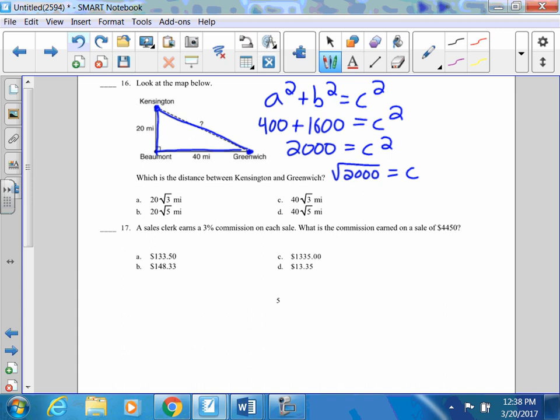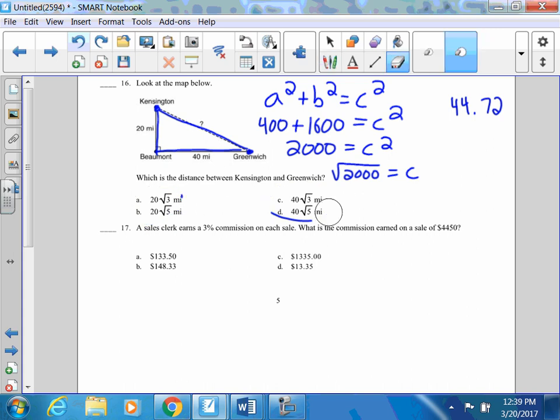Now you might be able to type in the square root of 2000 in your calculator to figure out what the decimal of that is. If you do that, you're going to get 44.72, and we'll round it there. Okay, and you could type in all four of your answers and see what matches up with 44.72.